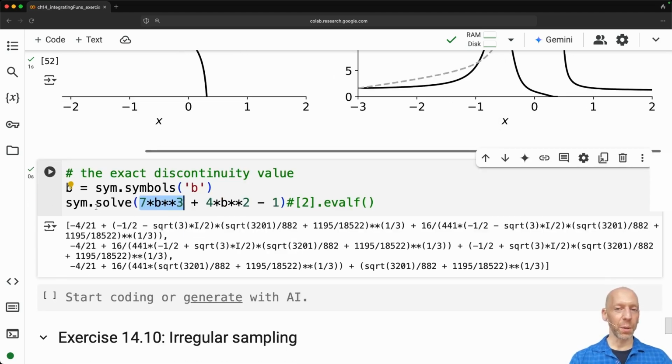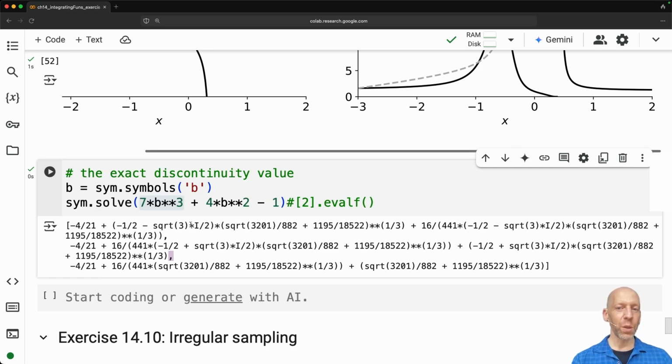And that's what you see here. So sim.solve gives this crazy looking long output. You can see it's organized as a list. And if we look for commas to separate the elements of this list, we can find 2 commas here and here, which means that there are 3 solutions, as I said.